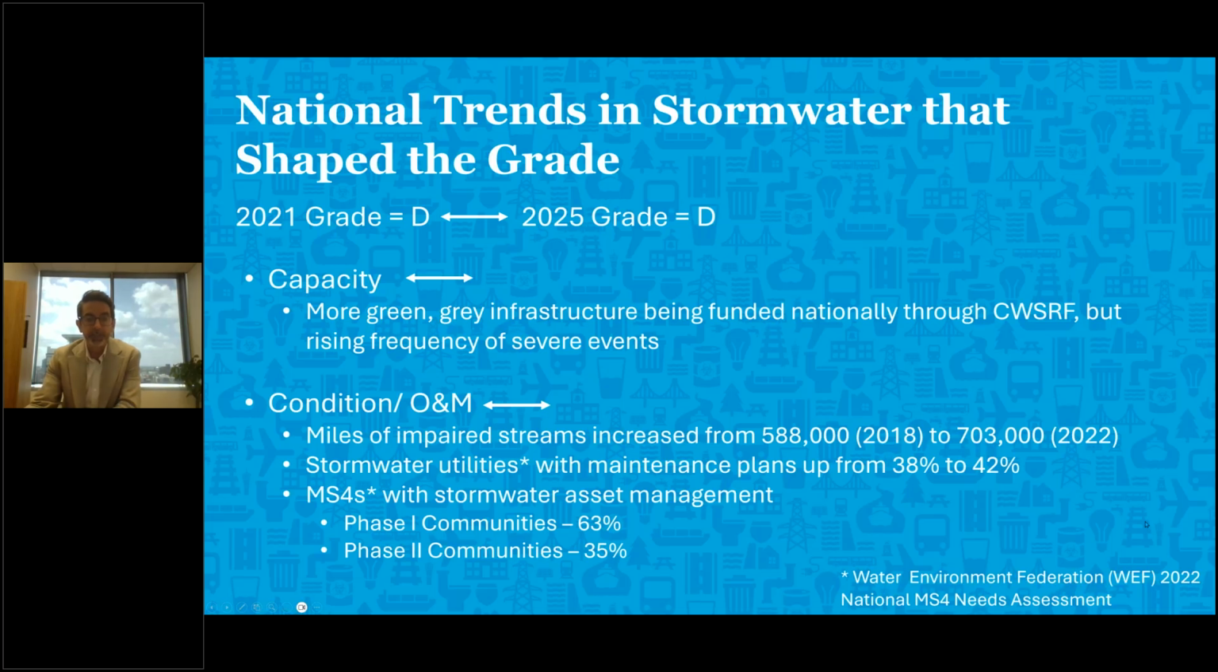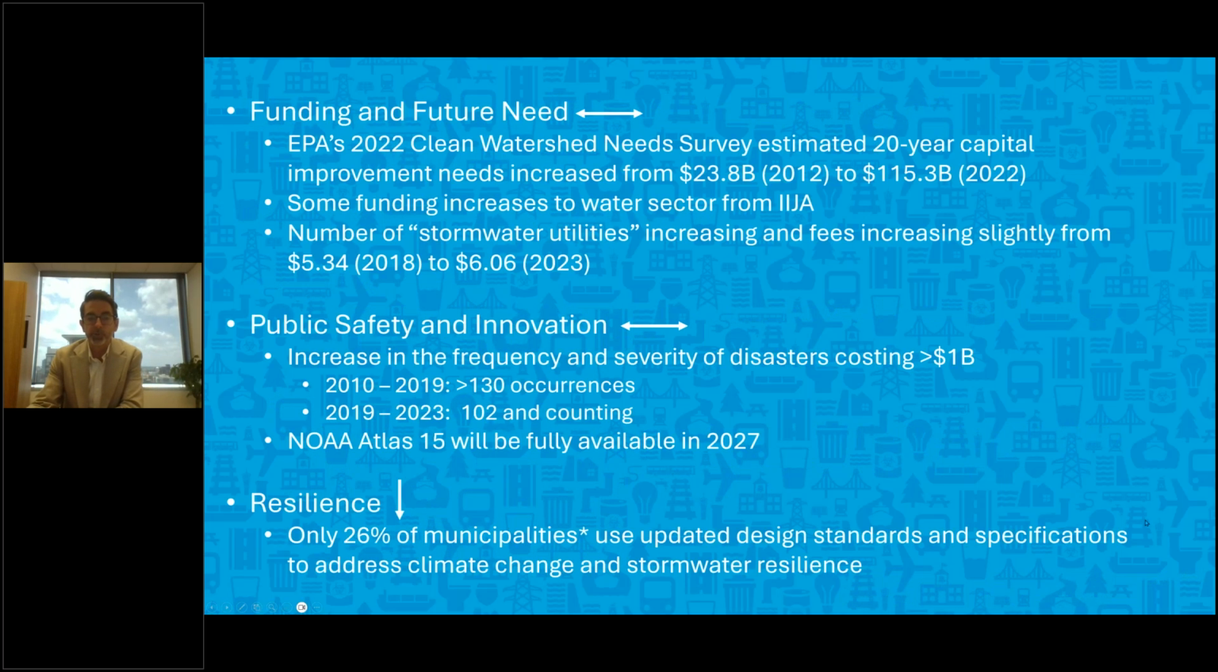In the funding and future need category, we saw the 20-year capital needs balloon from $23.8 billion in 2012 to $115.3 billion in 2022. And most of us would agree that these figures are probably quite low. We did see a small allocation to the water sector from IIJA, but it was small in comparison to what was given to surface transportation.